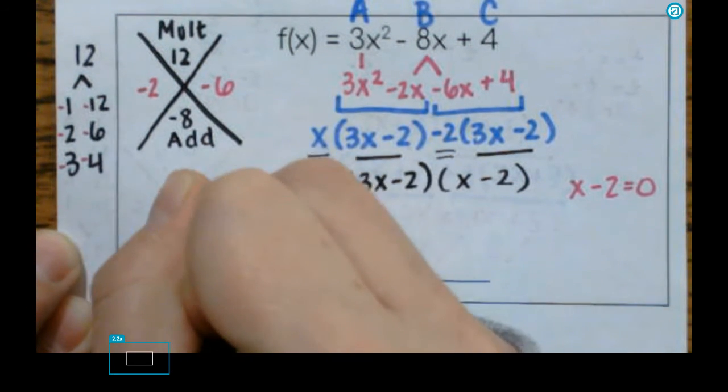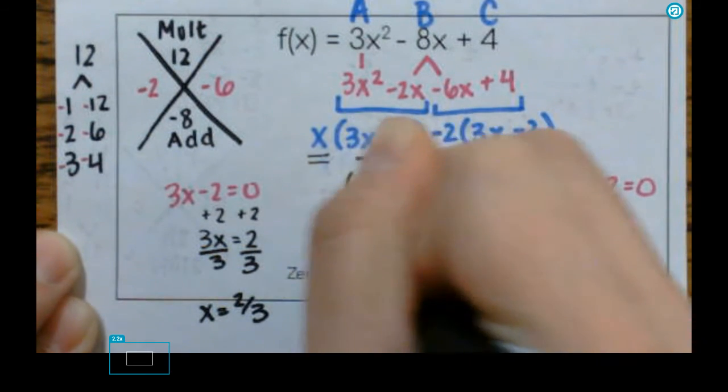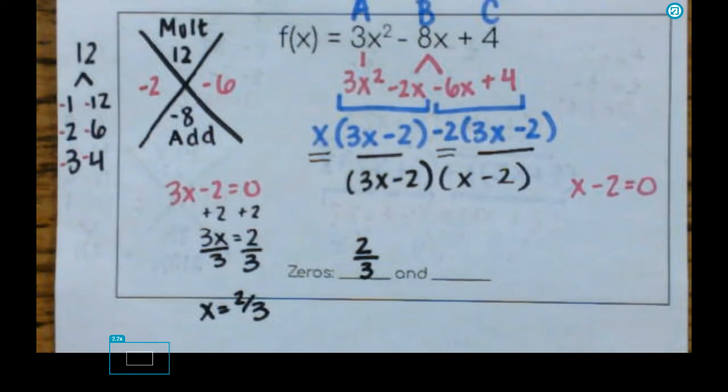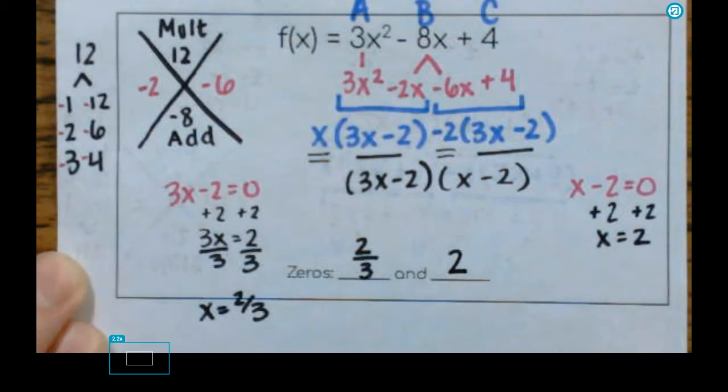We'll get x equals 2/3, and we're going to leave it as a fraction. Do not make it a decimal. Leave it as a fraction. Because fractions are exact answer, decimals are rounded. And this other one, we can add 2 to both sides. We'll get x equals 2. All right.